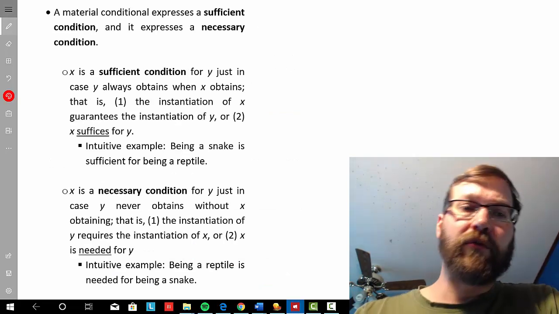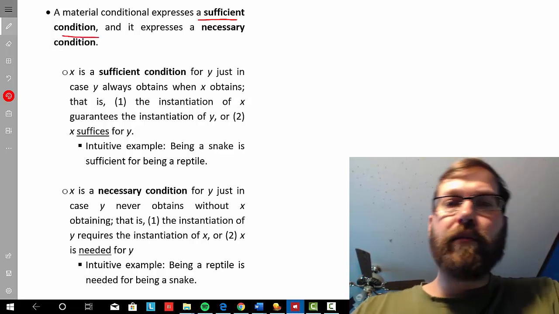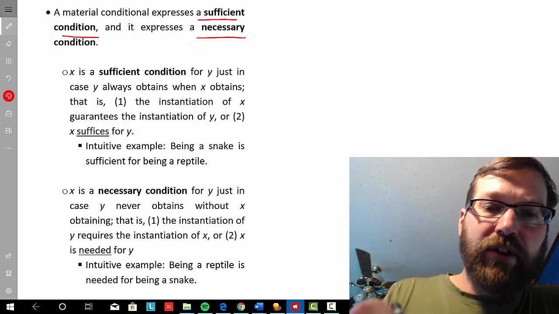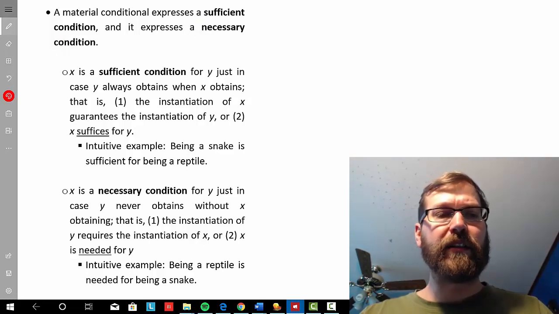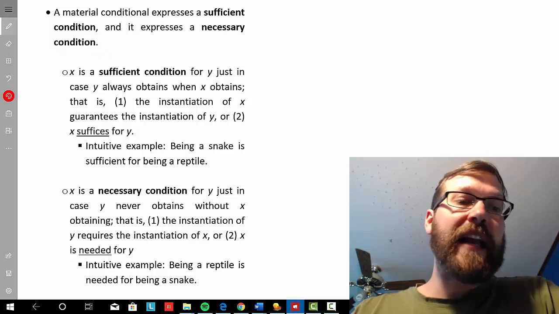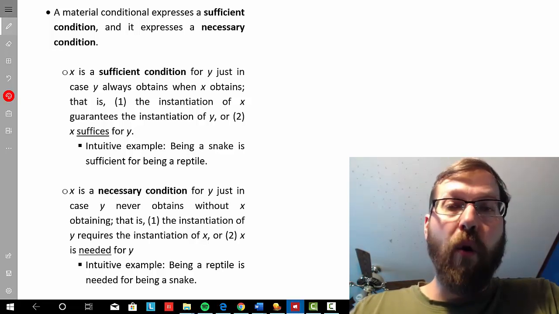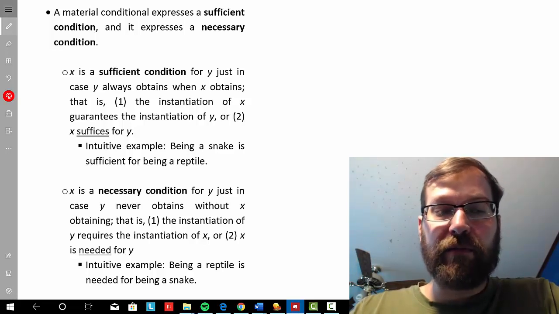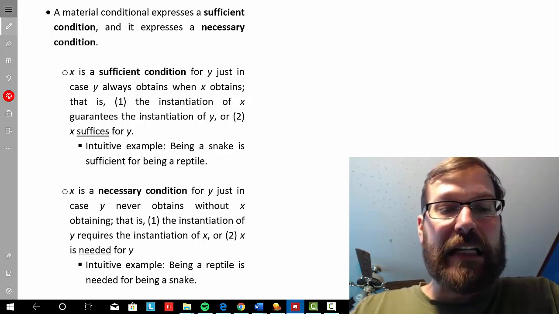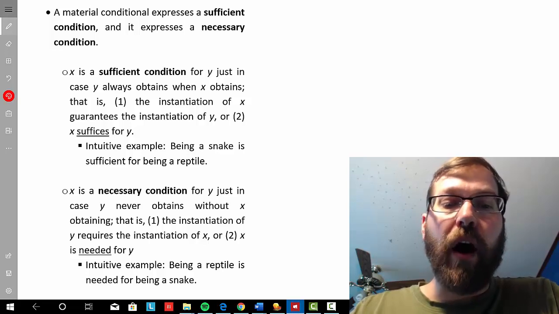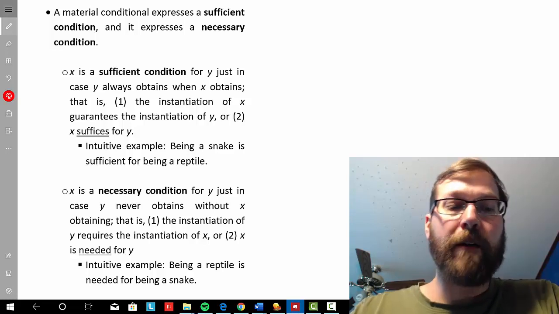Alright, so every material conditional expresses what's called a sufficient condition, and every material conditional expresses what's called a necessary condition. So what is a sufficient condition? What is a necessary condition? Something X is a sufficient condition for something Y, just in case Y always obtains when X obtains. That is, the instantiation of X guarantees the instantiation of Y. So another way to think about that is X suffices for Y.